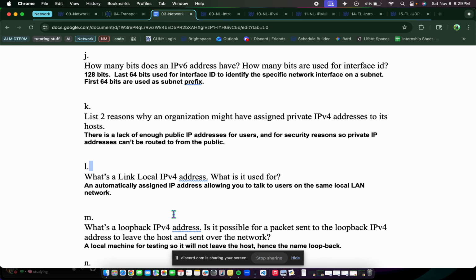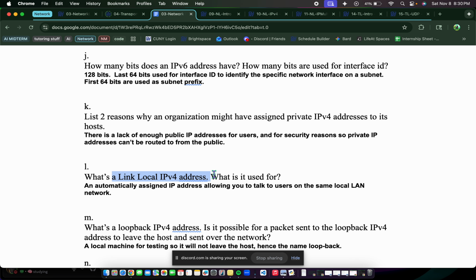What is a link local IPv4 address? This is automatically assigned, right? Even if you are dealing with something on the same network, you will have an IP address allocated to you. This is kind of like your default if you don't have an actual IP address. So in case you're sending something to someone else on the same network, you still need to go through the network layer, but you'll have the link local address. And this will allow you to use your link layer protocols to talk on the same local LAN network.